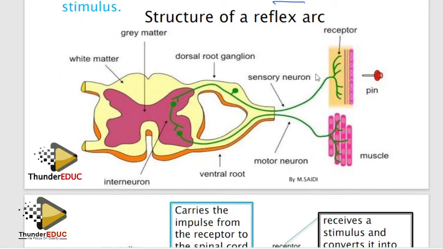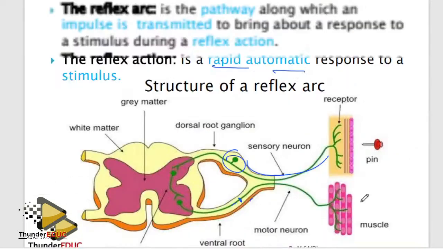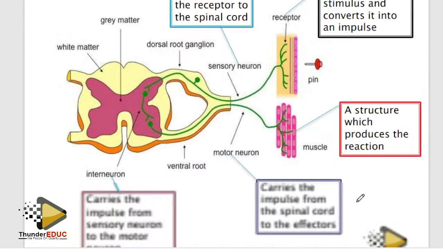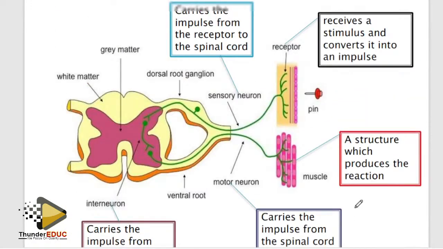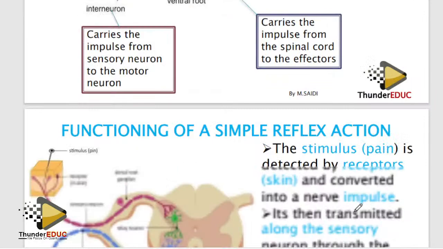What happens if the sensory neuron is damaged? You won't be able to feel, but you will be able to respond. I gave you examples there. What happens if motor neuron is damaged? You will be able to feel, but you won't be able to respond or to react. Simple. So, examples of reflex actions, you talk about blinking of the eyes. So, guys, know this by heart.